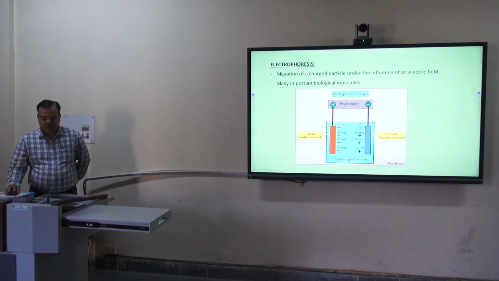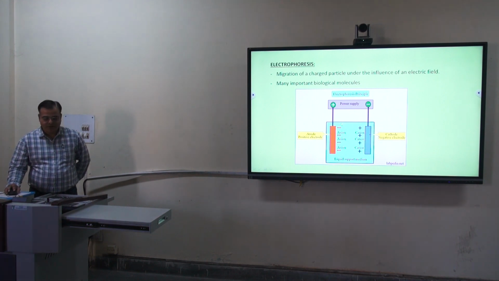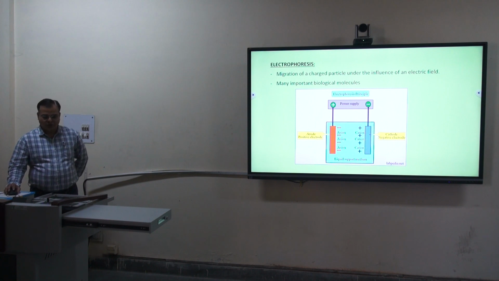Here an electric field is applied. Suppose there is a charged particle in between the electrodes, as you can see here. When the electric field is applied, the charged particle, depending upon the charge on it, will move towards its respective electrode. So under the influence of this electric field, it will move towards the charged electrode. This is known as electrophoresis.